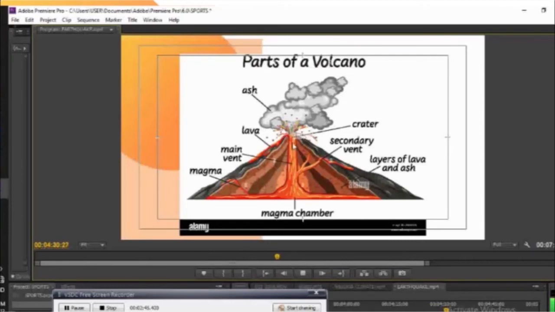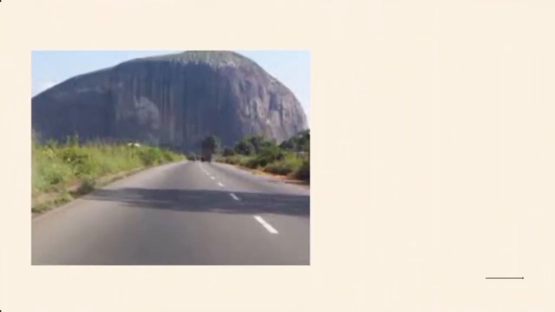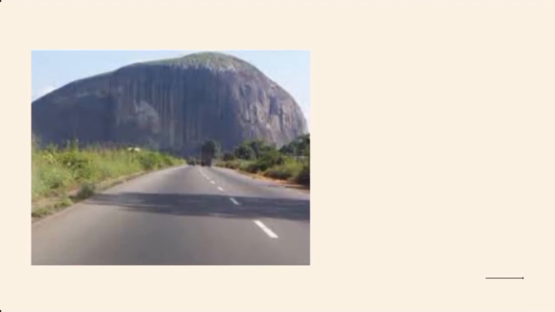Examples are the basaltic plateau in Nigeria, Aso Basalt near Kafanchan, Jos Road, and Longuda Plateau between the Benue and Gongola Rivers.